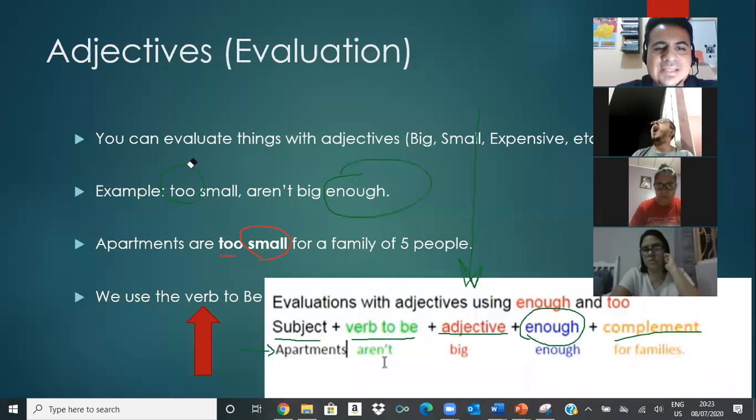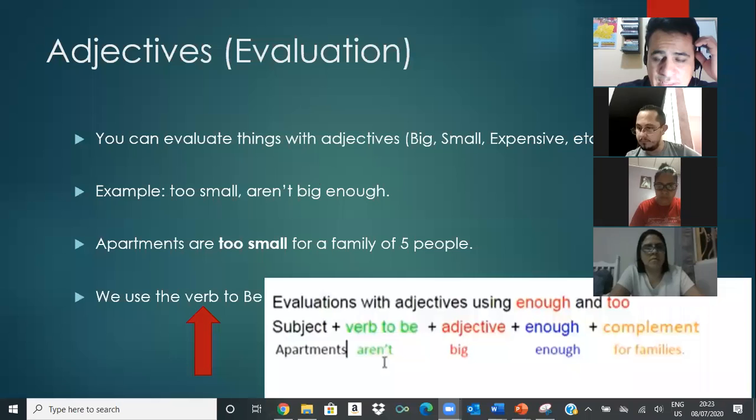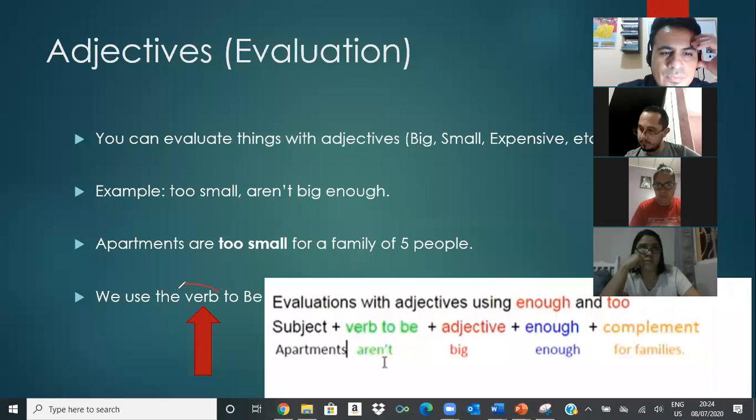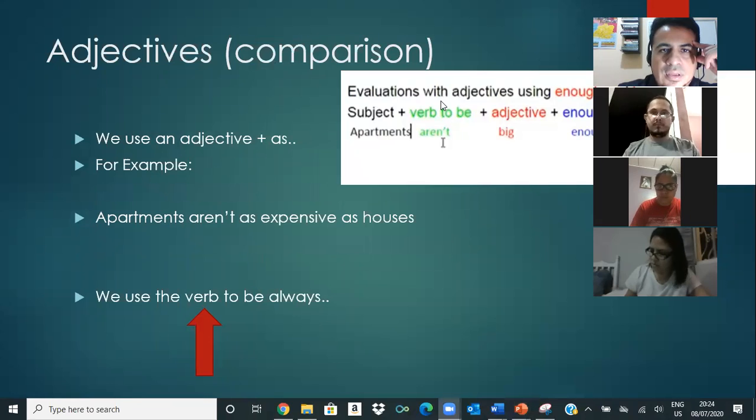Very good. So this is the first way that I can use. What am I doing? Simplemente estoy evaluando. It's my opinion. This is what I think it is. Okay? Now remember, algo clave aquí: todos los adjectives que vamos a ver comparando y evaluando con adjectives tienen el verb to be. So that's very important. Si usamos el verb to be, estamos hablando de adjectives. Okay. Very good. Let's go to the next section, the next adjective with a comparison.